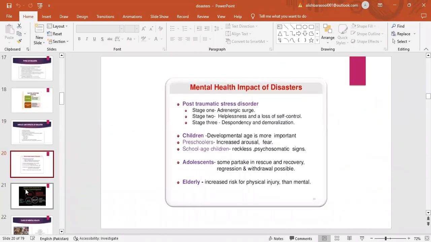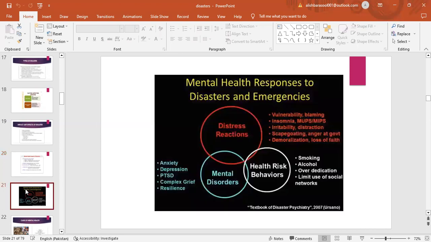Mental health impact of disaster: post-traumatic stress disorder. Stage 1, adrenergic surge. Stage 2, helplessness and loss of self-control. Stage 3, despondency and demoralization. In children, developmental age is more important. Preschoolers: increased arousal, fear. School-age children: reckless behavior, psychosomatic signs. Adolescents: some partake in rescue and recovery, regression and withdrawal possible. Elderly: increased risk of physical injury rather than mental.